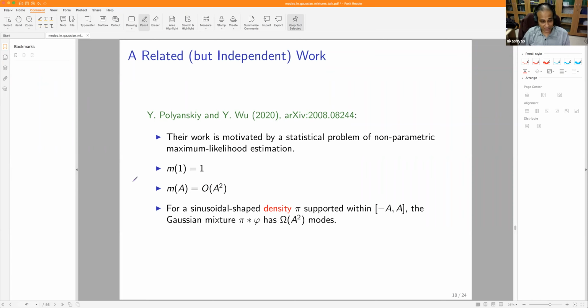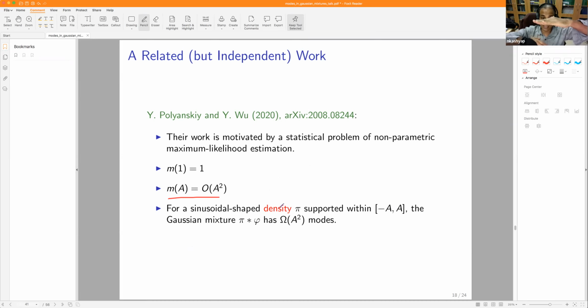So they showed the result that I claimed earlier, that you have this unimodal behavior for the mixture density when all the Gaussians are centered between -1 and 1. And they also showed the upper bound of order a squared. Then they had this other result that gave a construction for a mixture which again had an order of a squared number of modes. But their mixture was different. They started with a sinusoidal shaped density, basically take a sinusoid and shift it all the way up to make it positive.